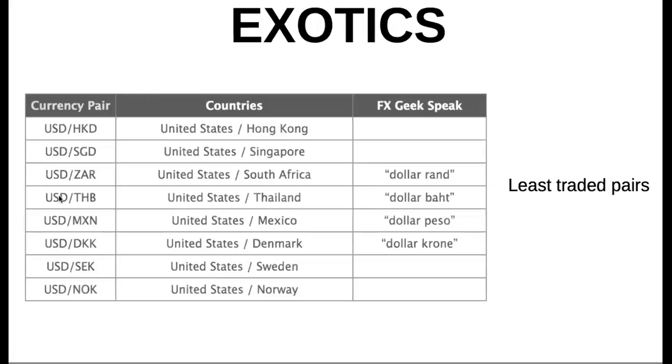The exotics are going to be those that I just talked about: Hong Kong, Singapore, South Africa, Thailand, Mexico, Denmark, Sweden, and Norway. You really want to stay away from these pairs. These are the least traded pairs, and these are going to have the highest spreads.